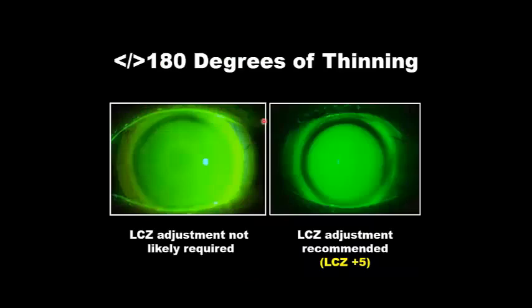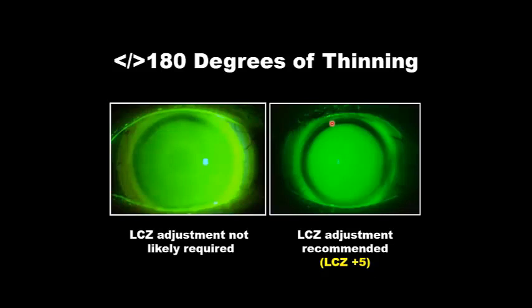So one of the rules you might follow is if there's less than 180 degrees of this thinning, it's probably not something you need to worry about. Just let it go, monitor the patient over time. If you see greater than 180 degrees of this thinning, then that's probably somebody that's going to have a lens that eventually, over the course of the day, is going to sink down, land on the cornea, and over time be rubbing on the epithelial surface.